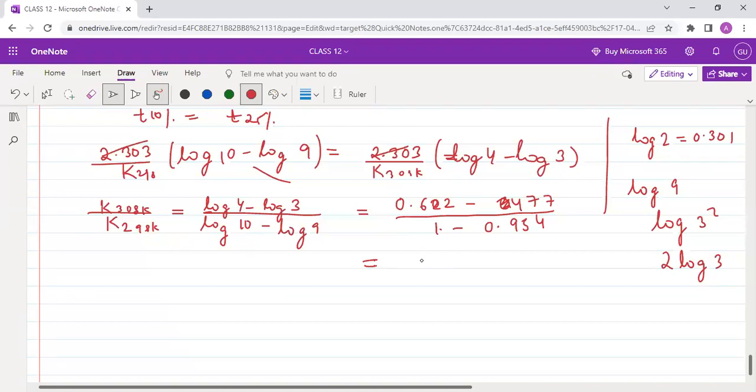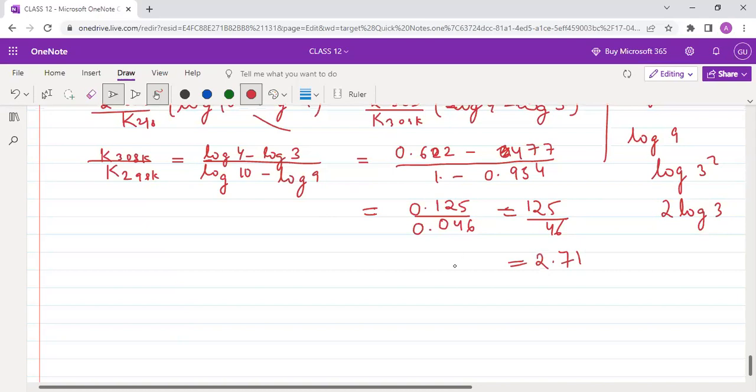What did you get in the numerator? I got 0.125. Right. And in the denominator, I got 0.046. Okay, yes. And if you simplify this, it will become 125 upon 46. So it's nearly equal to 2.7 something. Okay, 2.7. Yes, so 2.7. We have got the value of K.